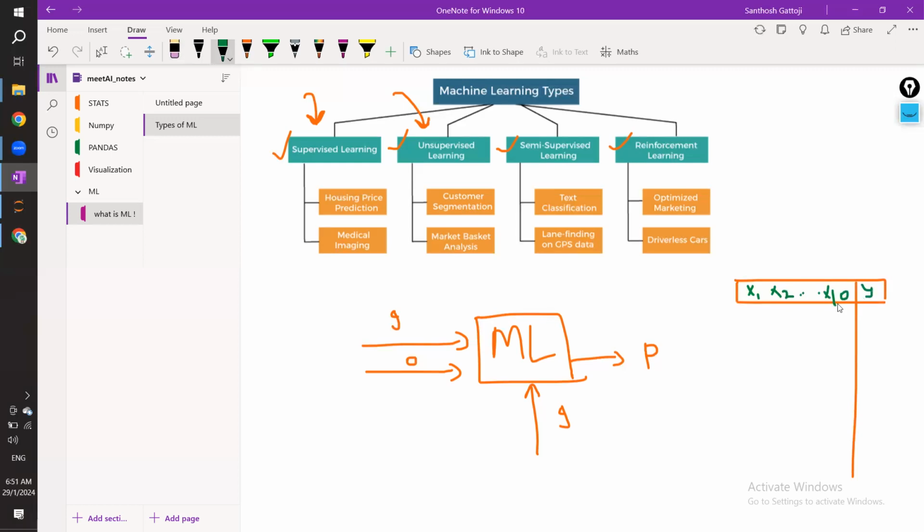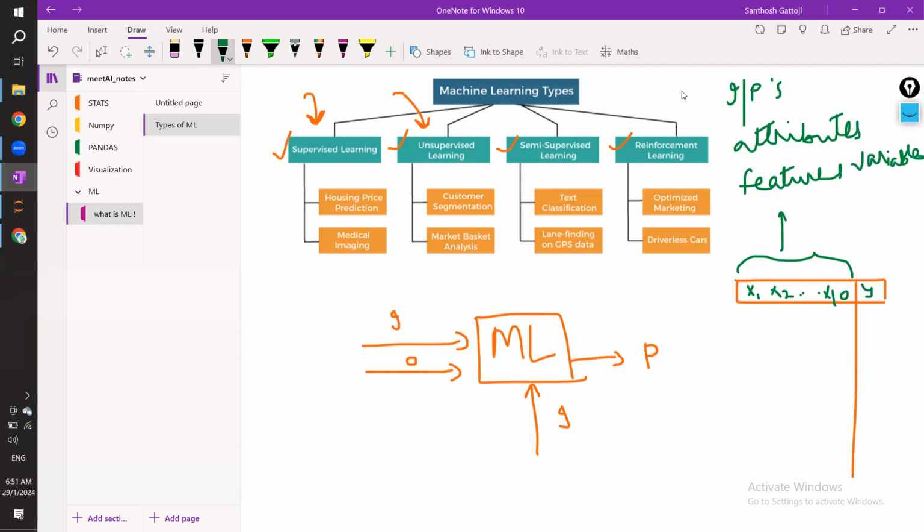Yeah, this is fine. So all these are called inputs, or they're also called attributes, or they're called features or feature variables. This feature is the most famous term. You can also simply say input or attributes or features, but features is the most famous term.